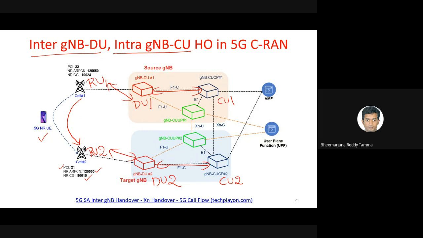your CU is not changing. It is possible to connect with the same CU, like in this case it is CU1, because this is also connected here. But your RU is changing to something new and your DU is changing to something new. So whatever I was describing at the AMF and UPF level can also be brought into a cell, because now the cell has been disaggregated into RU, DU, and CU.